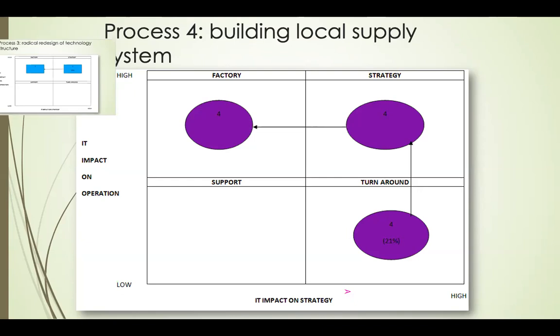Post implementation of this process, the process then proceeds to the factory quadrant. It continues to improve manufacturability and scale, but it has a low impact on strategy, and it may be adopted and adapted by the other competitors.